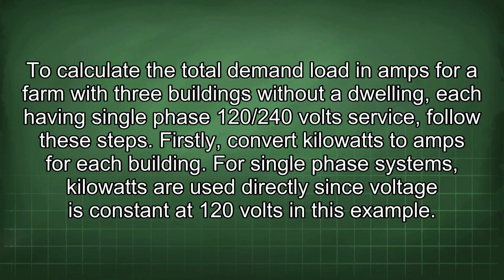To calculate the total demand load in amps for a farm with 3 buildings without a dwelling, each having single-phase 120/240 volt service, follow these steps. Firstly, convert kilowatts to amps for each building. For single-phase systems, kilowatts are used directly since voltage is constant at 120 volts in this example.